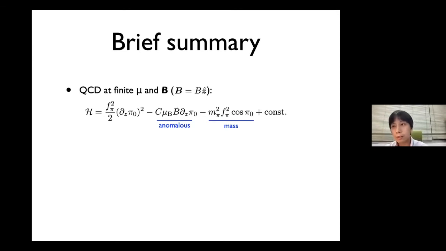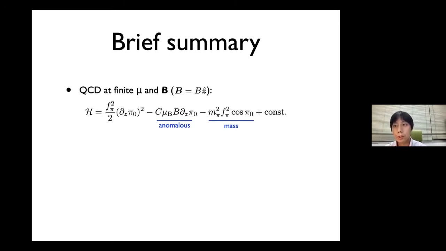Now, one can ask, what is the ground state of this Hamiltonian? And this question was first addressed by Son and Stephanov, as far as I know. And Son and Stephanov conjectured that the ground state of this Hamiltonian is a parallel stack of pion domain walls, although they did not give an explicit solution. And I want to give you an explicit solution.